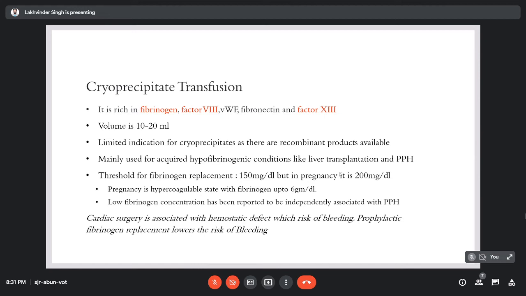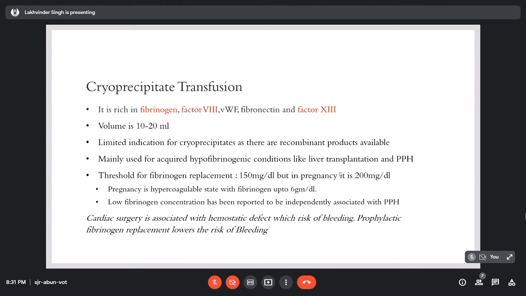So it has been found that if cryos are given in the early stages of massive bleed, then the control of bleed is good and the outcome is good. The threshold for fibrinogen replacement is 150 milligram per deciliter, but in pregnancy, in a patient with PPH, it is 200 milligram per deciliter because pregnancy is a hypercoagulable state with fibrinogen up to 6 gram per deciliter.